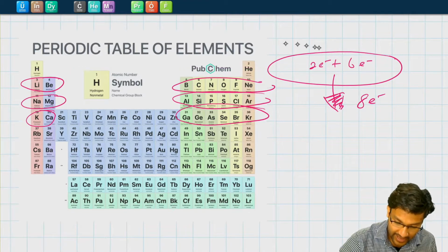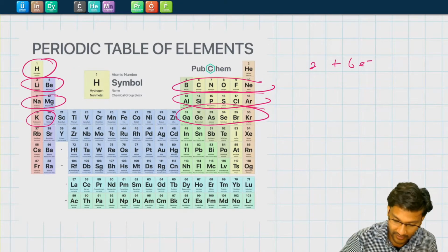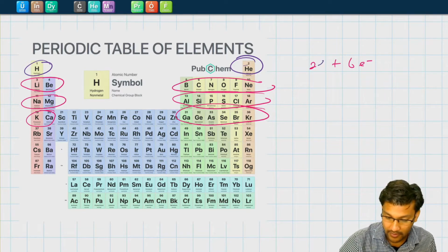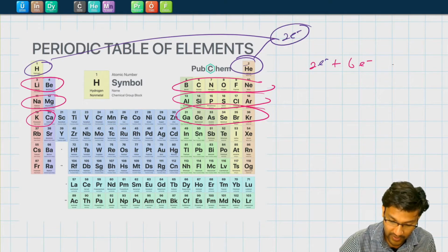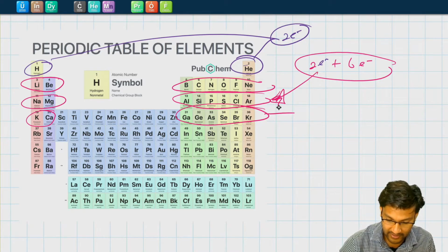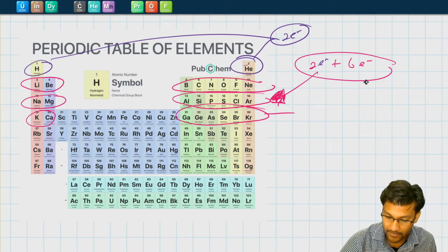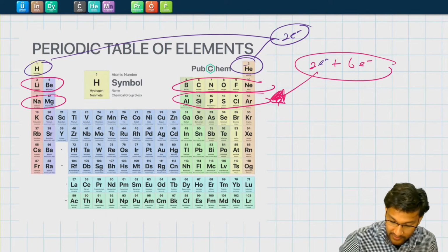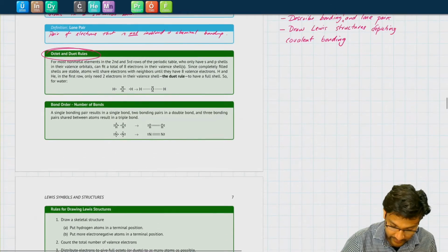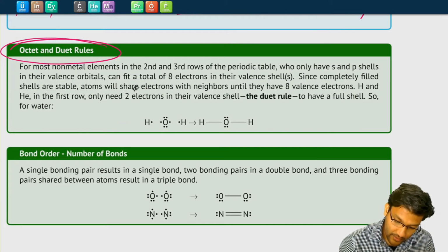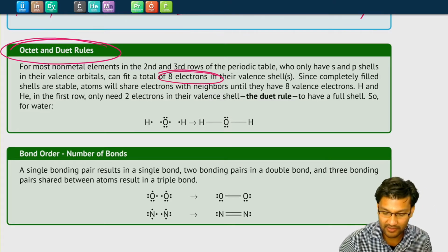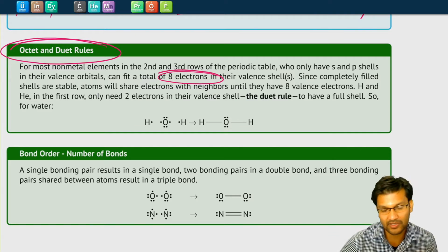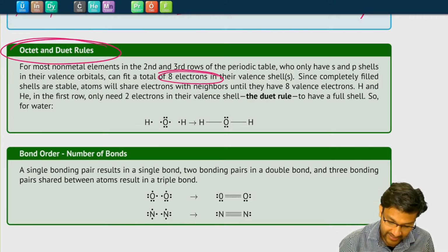For things like hydrogen and helium, they only have a 1s subshell, so they can only ever fit in their valence orbitals 2 electrons, right? So these guys can only fit 2 electrons, whereas pretty much everything else up to this row in the periodic table can fit at most 8 electrons in its valence orbitals. So when we're looking at Lewis structures, we're right here, right? We can fit at most 8 electrons in the valence orbitals, except if we're looking at hydrogen and helium, in which case we can only ever fit 2 electrons. And so that's what we mean by the octet and the duet rule.